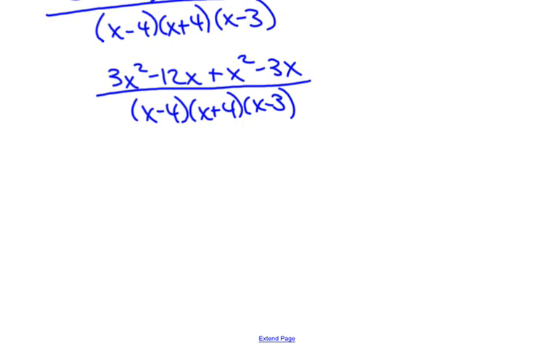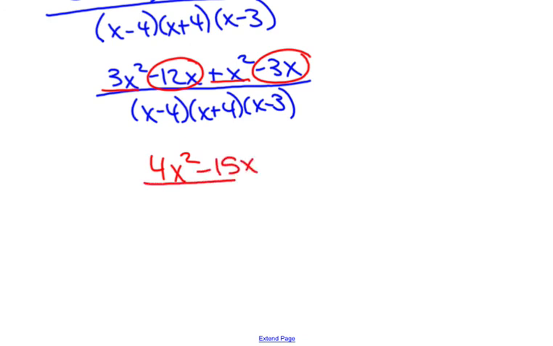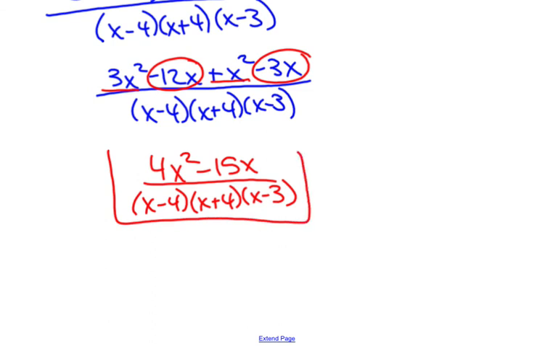And then lastly, go ahead and combine those like terms. I have a 3x squared and a 1x squared. Gives me 4x squared. I have a negative 12x and a negative 3x. That's a negative 15x. All over, again, my common denominator. And again, you don't have to distribute and FOIL all that out. You can just leave it as is. And there's my final answer.